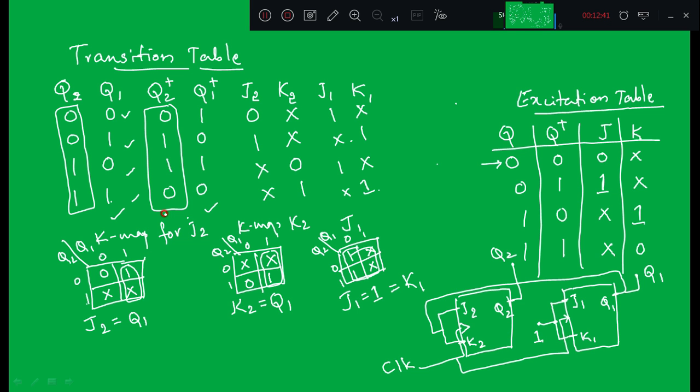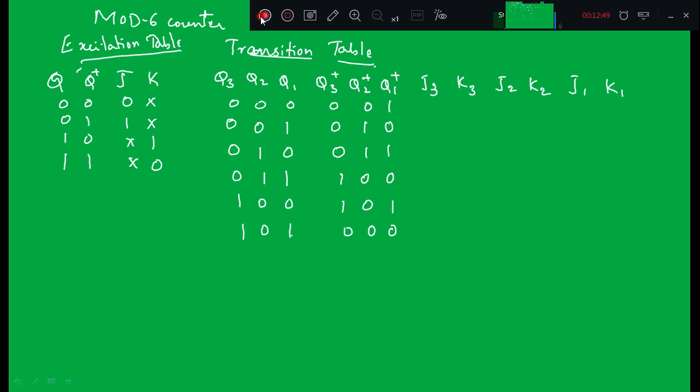So in the next slide we will discuss the design of mod 6 counter using JK flip-flop. In this slide I had rewritten the excitation table of JK flip-flop. Next we'll fill out the transition table. There are 3 flip-flops we require for mod 6 counter. Now with the help of this excitation table we are going to fill out this transition table, right?